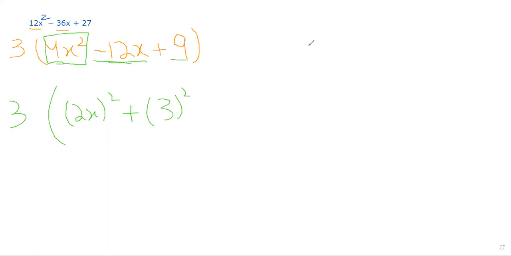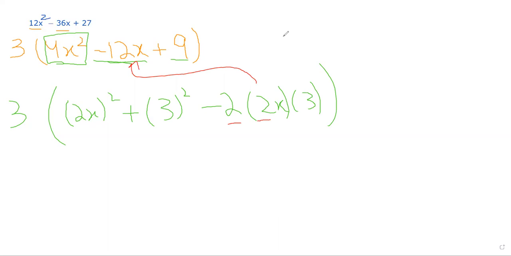And this is minus 2ab. Okay. Solve it. Is it equal to this one? 2 twos are 4, 4 threes are 12. So is it equal to this one? Yes. Okay. So this is a square, this is b square, and this is minus 2ab.